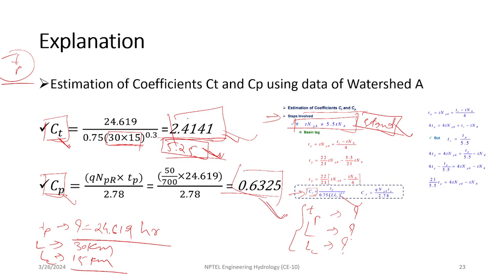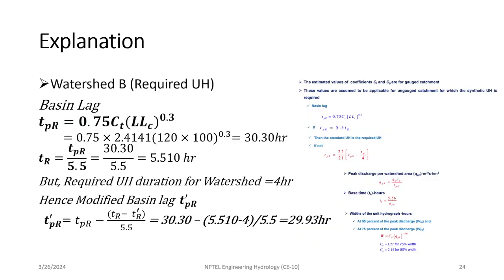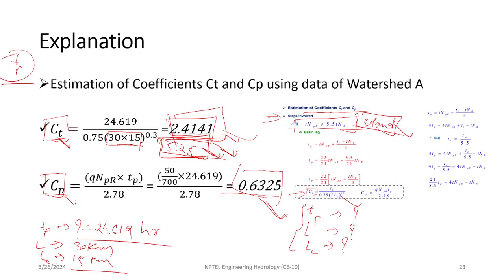Make sure the CT value from your side is 5.25. Don't go with this, because in a further slide there is a possibility that the CP value may be taken as 2.41. This is an error. Okay, so now we got the coefficients. Now we have to transfer these coefficients to watershed B, and see how we can compute the unknown parameters now.